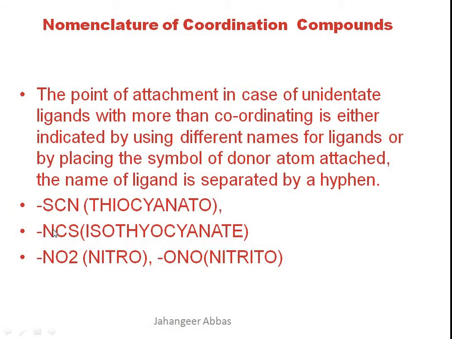When this coordinates through the nitrogen atom, we will name it isothiocyanate. We can also name these ligands by placing the symbol of the donor atom. When this coordinates, we will write S, and when this coordinates with the central atom, we will write N.